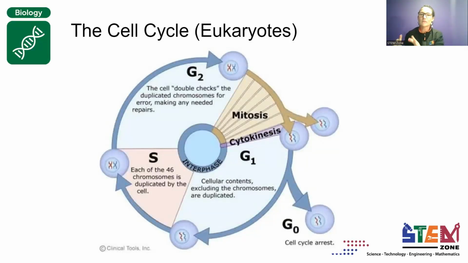It's not going to divide into 2 new cells at any point. Another example might be your nervous system, your neurons, your nerve cells. They can repair themselves, but after you reach a certain point, they no longer replicate. You're not making new nerve cells anymore.